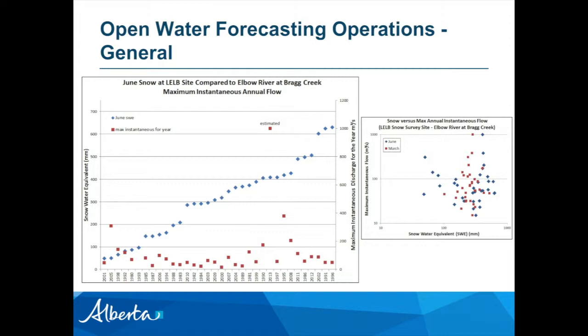What you can see here is the same data just presented two different ways. We have increasing snow water equivalent by year, and these are the maximum instantaneous flows for those years. And you can see the top 3 snow water equivalent years on record for June at the Little Elbow site. The flows that corresponded with those values are down in the average range.